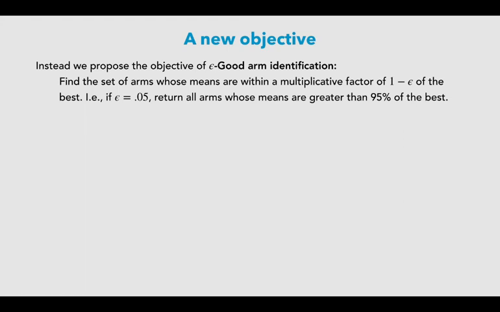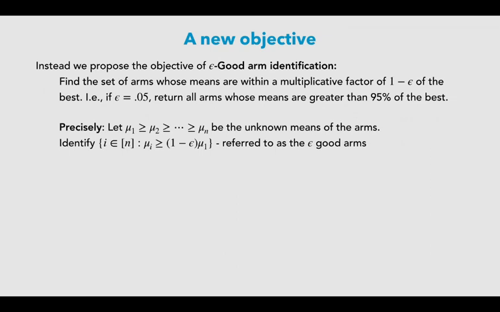A little more precisely mathematically, if I have n arms or n captions, and my unknown means are mu_1, mu_2, all the way down to mu_n, I want to identify the set of arms i in [n] such that mu_i is greater than or equal to (1 minus epsilon) times mu_1. And I'm going to refer to these as the epsilon good arms.